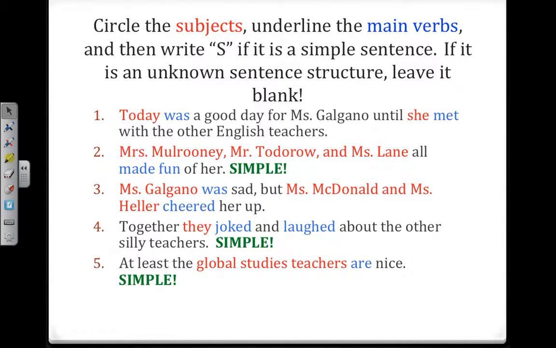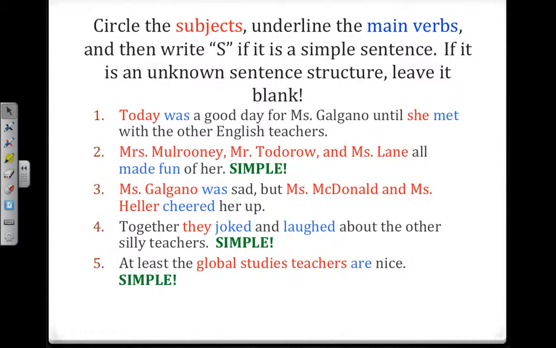So this is what we should have come up with. I've identified today as the subject of the first sentence, since that is what the sentence is about. And then we've got the linking verb was following today. When we continue on through the sentence, however, we will see that there is another subject, she, the pronoun referring back to me. And I have an action verb associated with that subject, met. So since I have 2 pairs of subjects and verbs, I know that this is not a simple sentence, so I have not labeled it.